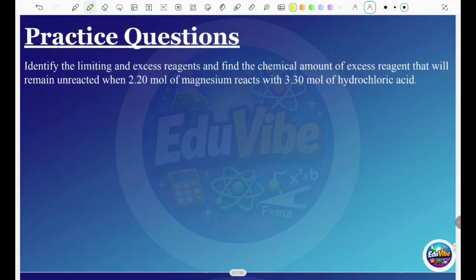Done. And then we're doing the stoichiometry analysis, where we're doing the limiting reagent and the excess reagent. That question involves that now. So we have to identify the limiting and the excess reagents and find the chemical amount of the excess reagent that will remain unreacted when 2.20 moles of magnesium reacts with 3.30 moles of hydrochloric acid.